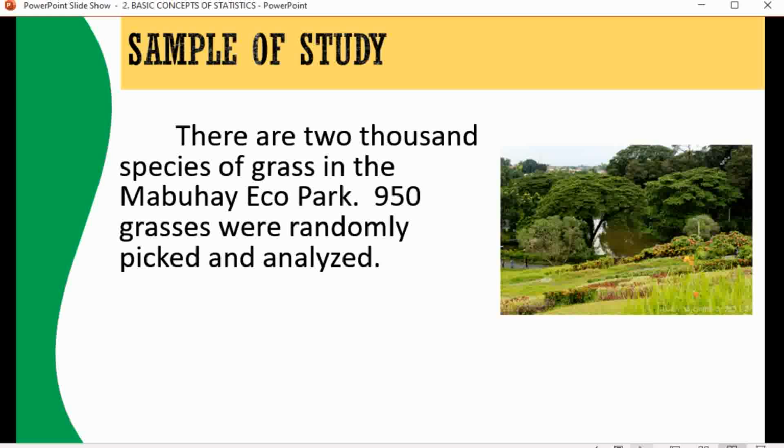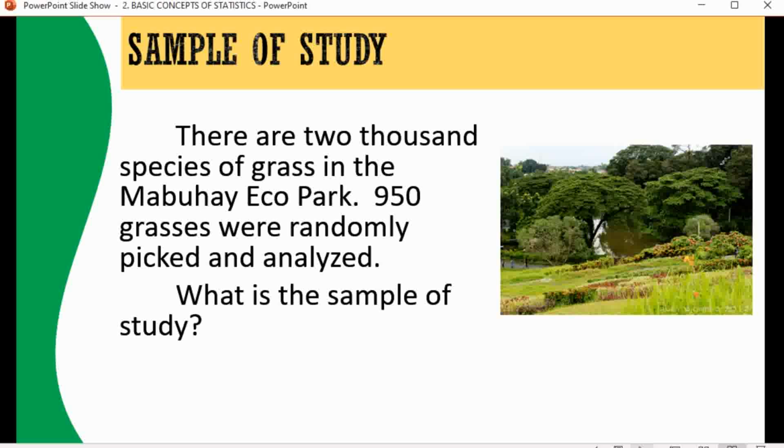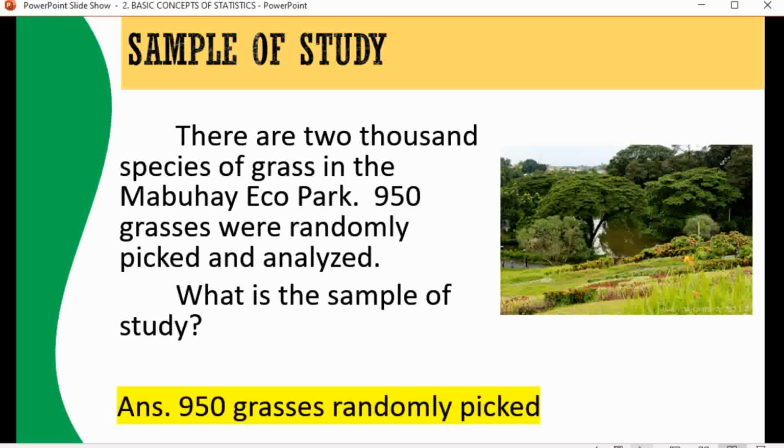There are 2,000 species of grass in the Mabuhay Eco Park, and 950 grasses were randomly picked and analyzed according to this data, which is the sample of the study. So the sample of the study here is the 950 grasses randomly picked.